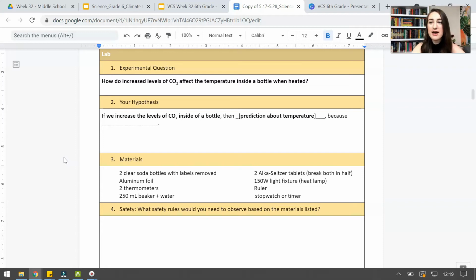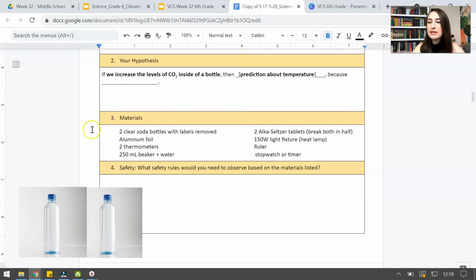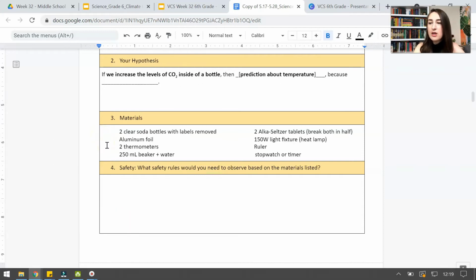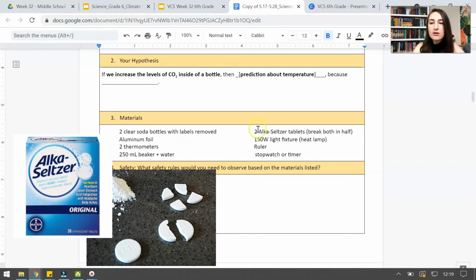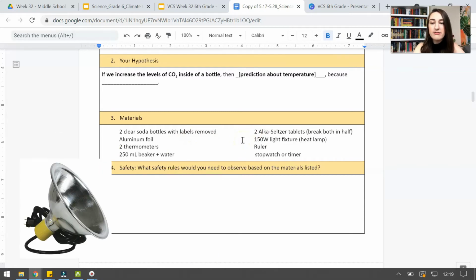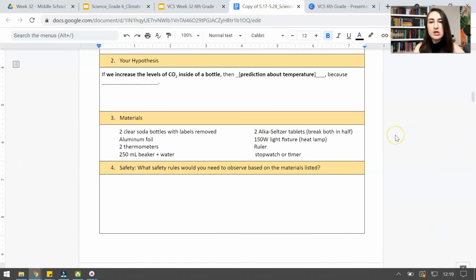All right, let's move on to the review of materials. 3 materials. Follow along as I read. We have 2 clear soda bottles with labels removed, aluminum foil, 2 thermometers, 250 milliliter beaker and water, 2 Alka-Seltzer tablets, break both in half, a 150 watt light fixture, a heat lamp, a ruler, and a stopwatch or timer. So those are our materials.